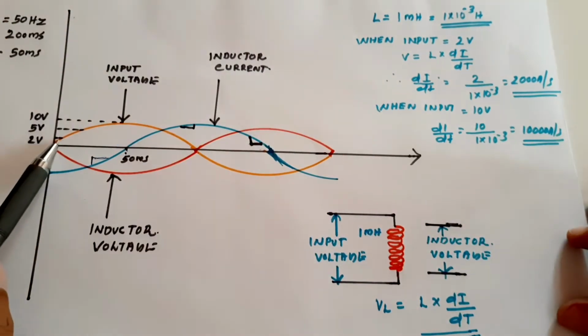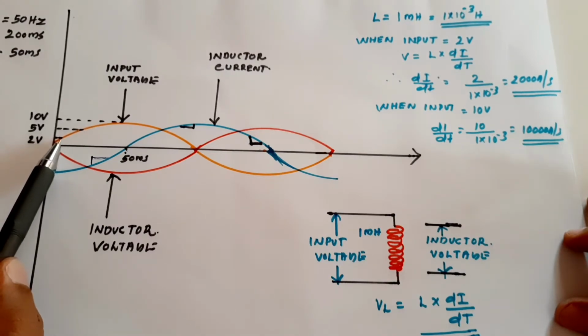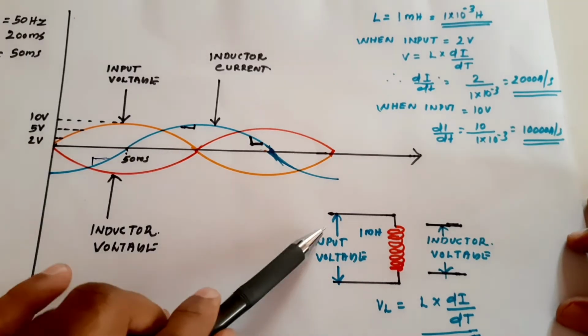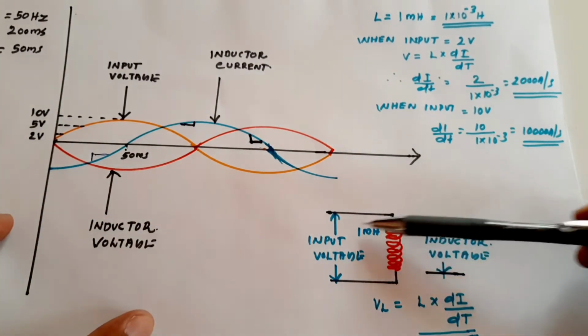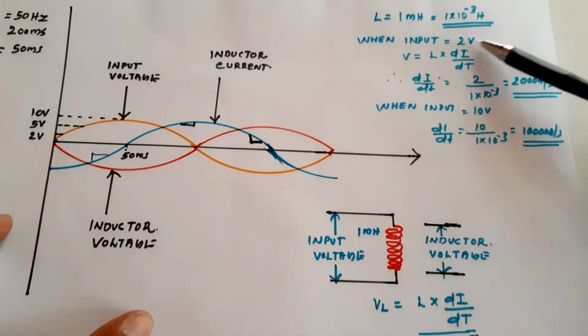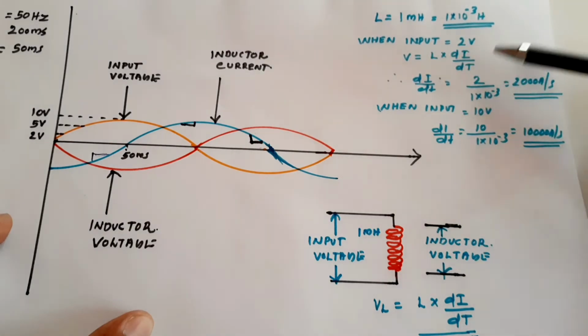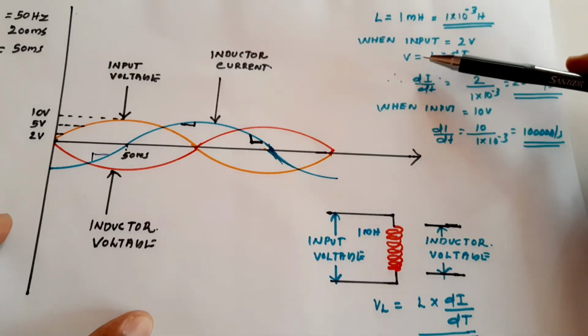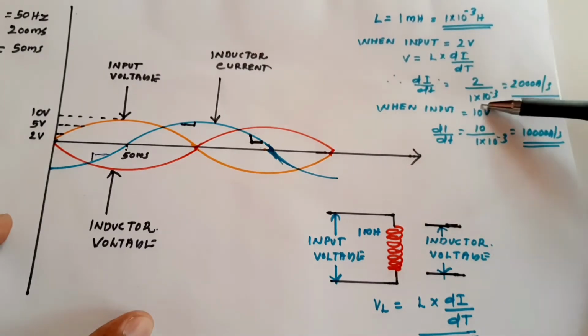When the input voltage is going to rise and reach 2 volt, the inductor voltage is also 2 volt to oppose it. When the input voltage is at 2 volt, the inductor voltage will also be at 2 volt but in the opposite direction. So the inductor voltage VL is equal to L into di by dt, or we can say di by dt is equal to V by L. So V by L, where V is 2 volt and the inductor value is 1 millihenry.